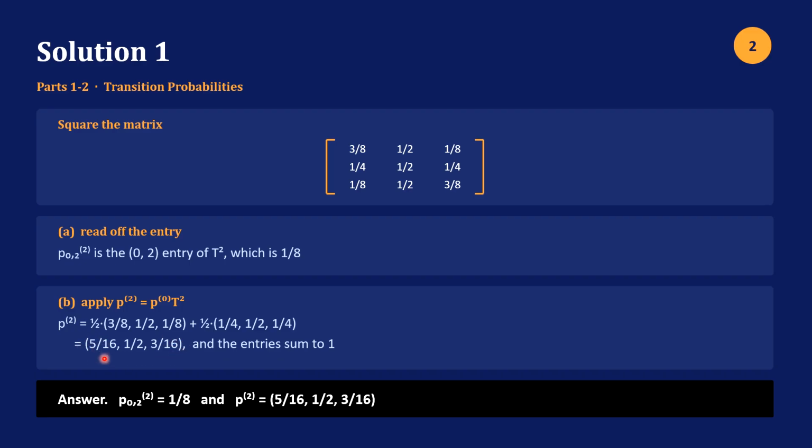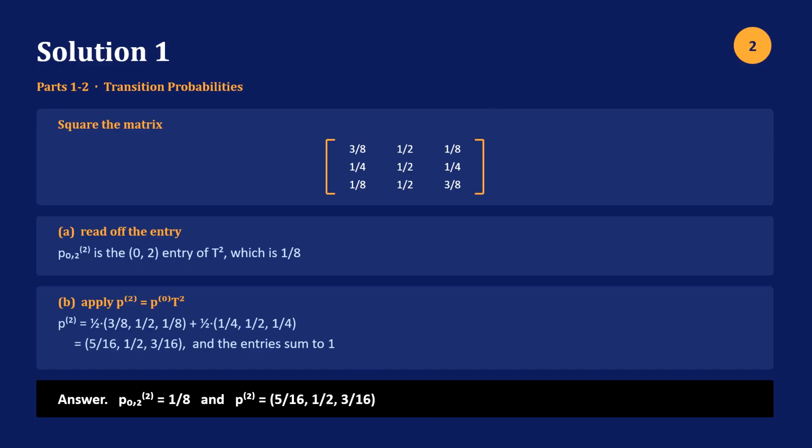And so the probability of being in state 0 after 2 steps is 5/16. Probability of being in state 1 is 1/2. And the probability of being in state 2 is 3/16. And you can check this, they add up to 1. If you convert this to 8/16, then you can see it adds up to 1. Okay, and then I just put the answer down here at the bottom.